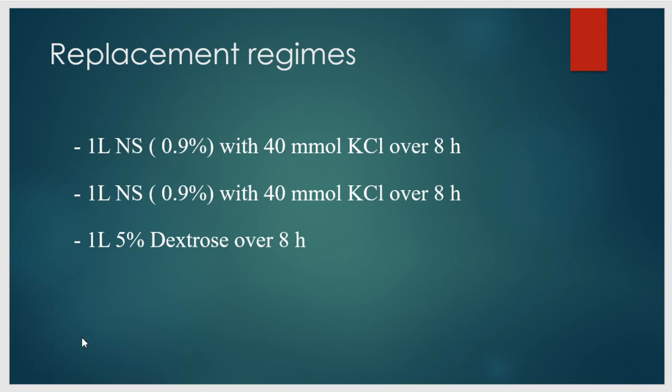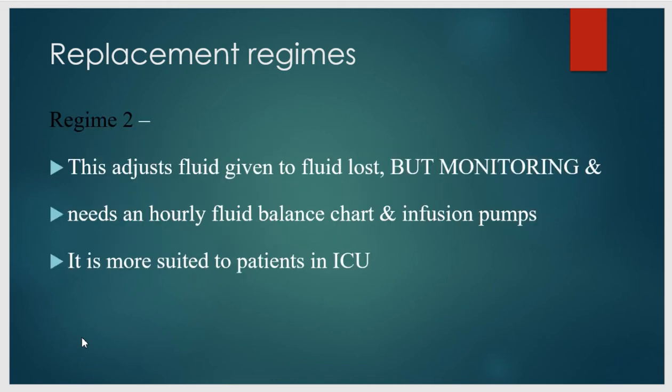And for this, 1 liter of normal saline 0.9% with 40 millimole of KCl over 8 hours, followed by 1 liter of normal saline 0.9% with 40 millimole of KCl again for another 8 hours. And finally, the third 8 hours, the last third of the 24-hour period, 1 liter 5% dextrose over the last 8 hours. So this was the first regime.